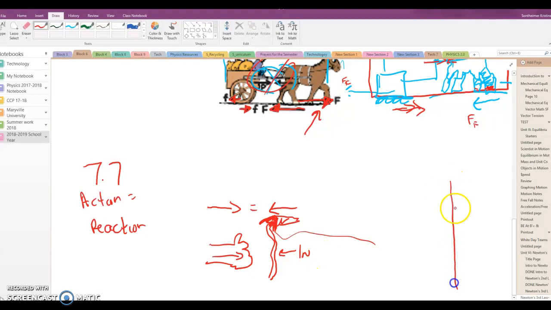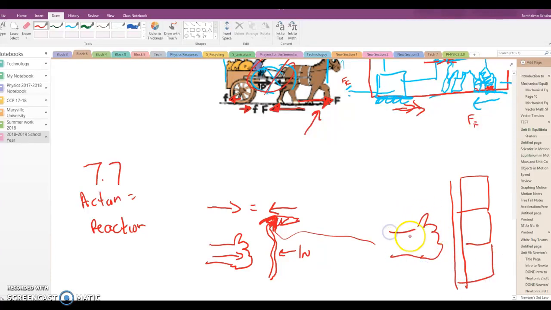Same thing. If you punch a concrete wall, here's your concrete cylinders. You punch the concrete wall, apply 100 newtons of force. The wall pushes 100 newtons of force back on you, and you end up in a cast because you broke your hand.